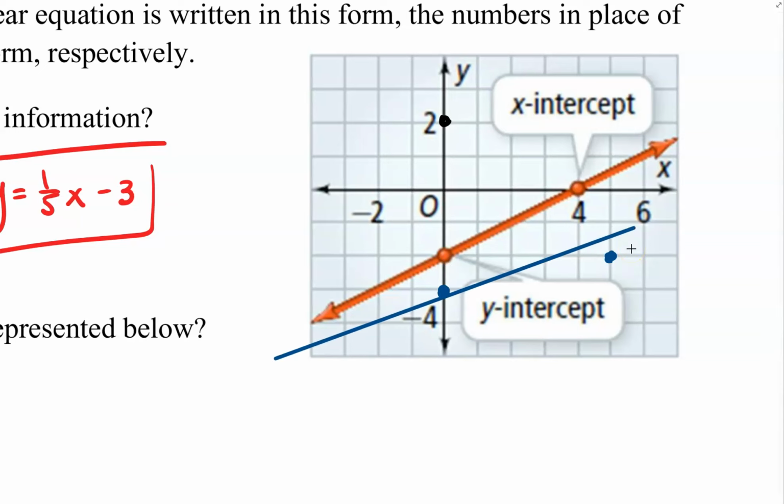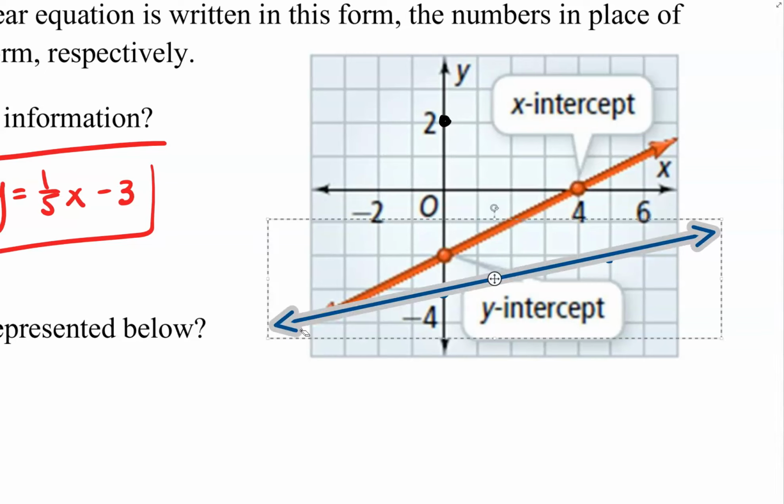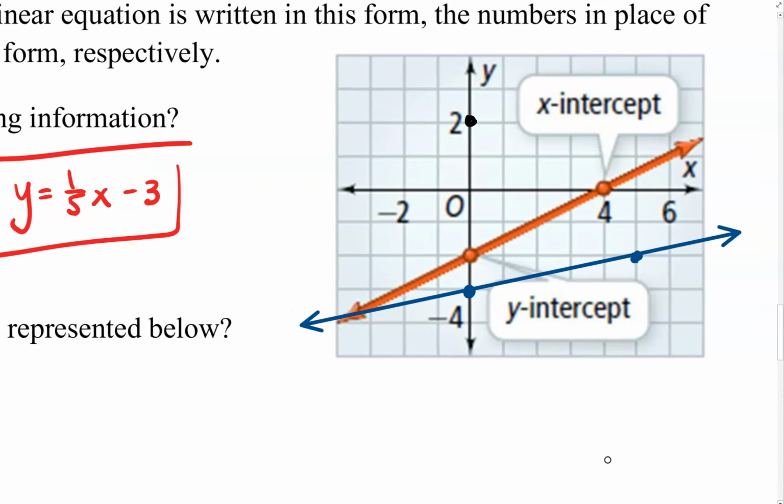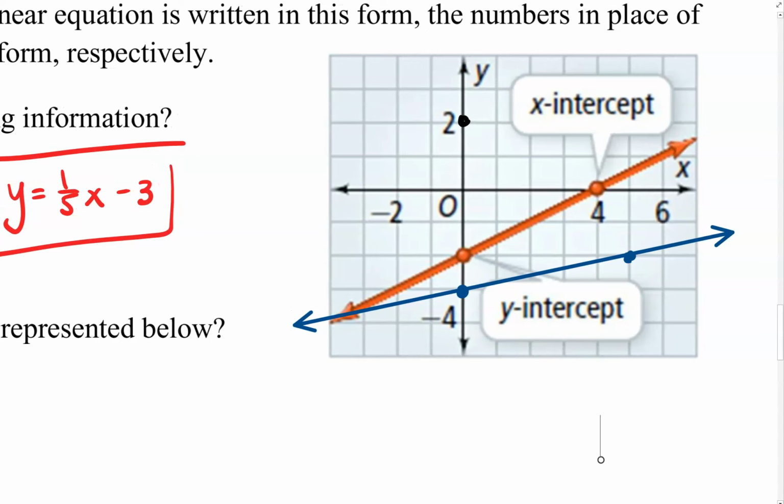And I think, let's see here. Oops, that didn't quite work. Let's try that again. So here we go. All right, I think that looks pretty good. So that line now represents the linear equation y equals 1/5 x minus 3.